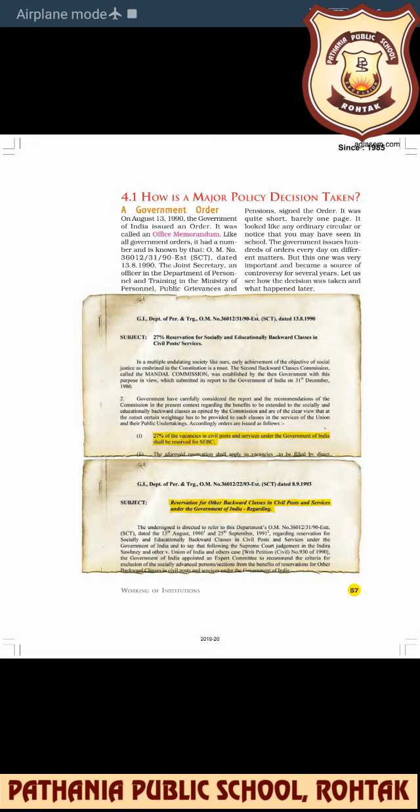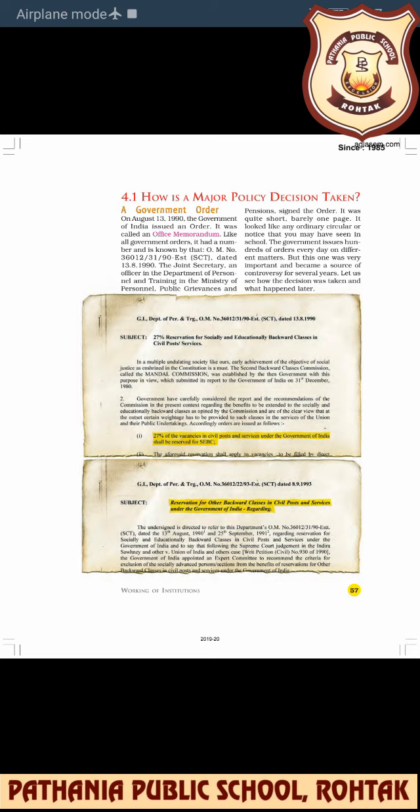This office memorandum had a number and date also, and the joint secretary, an officer in the Department of Personnel and Training in the Ministry of Personnel, Public Grievances and Pension, signed the order. It means that just to pass on any decision, a proper procedure is followed. So this example is given of the office memorandum.